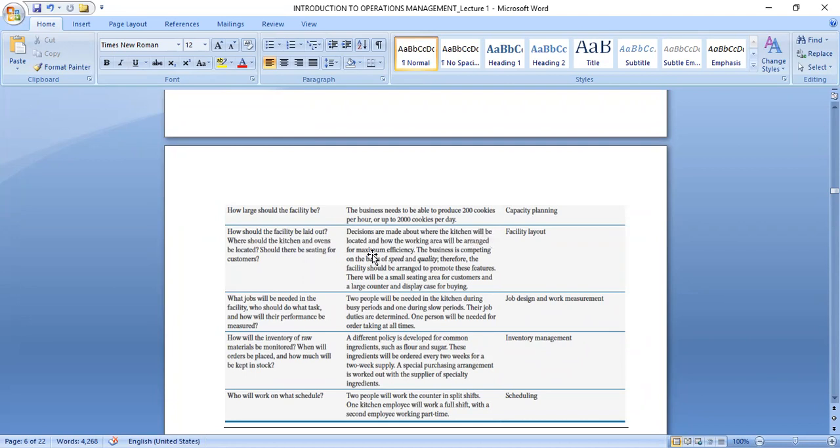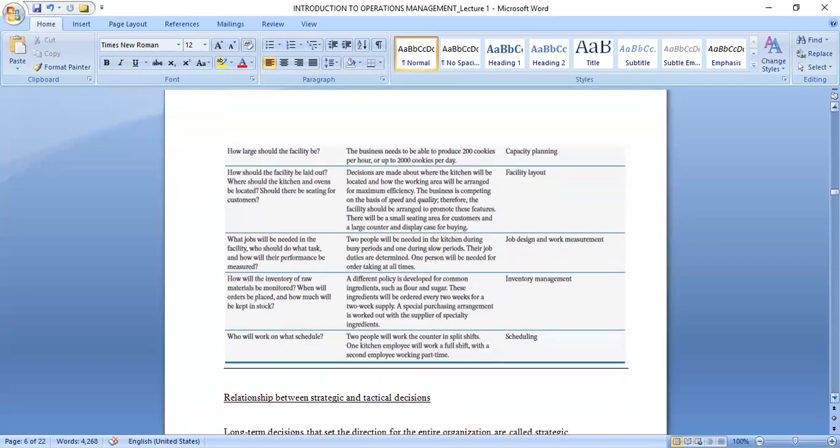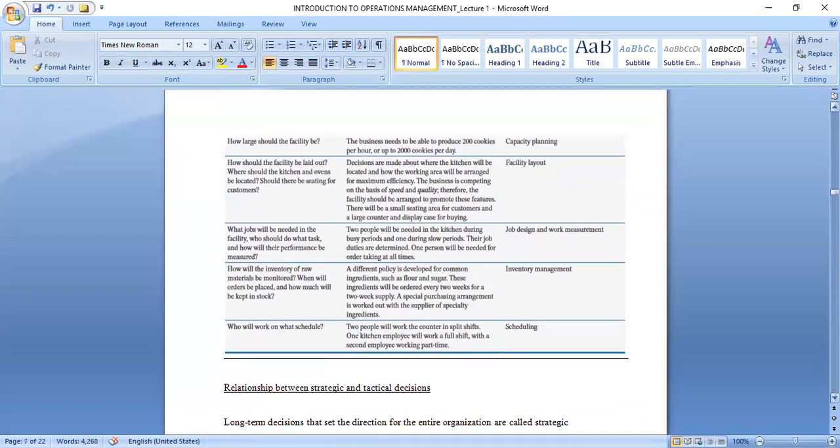They will have a place where customers sit, and maybe a place where a counter is. They have a counter for selling these cookies. That is about facility layout. So we are taking this example basically to help us understand, right?